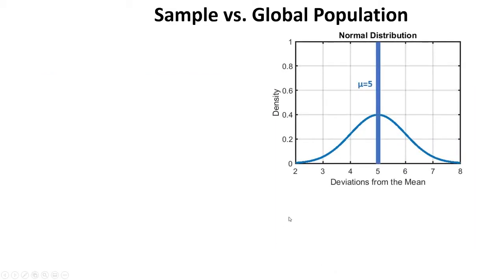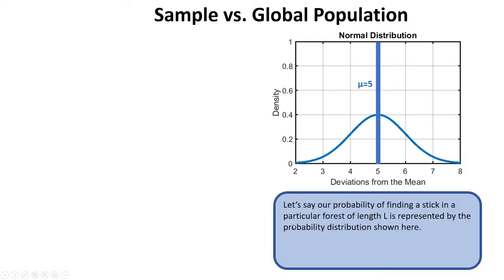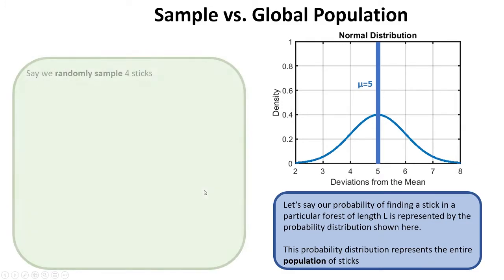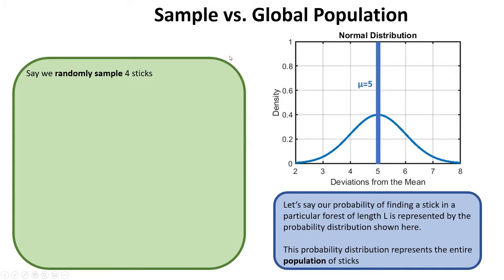Okay, so say we have a normal distribution of twigs that we find in a forest. This normal distribution has a mean of 5. Our probability for finding a stick in a particular forest of length L is represented here. This probability distribution represents the entire population of sticks in the entire forest. But if we were to go sample 4 sticks, we would get a sample from this global population. So say we randomly sample 4 sticks. I put some dots here to represent them.